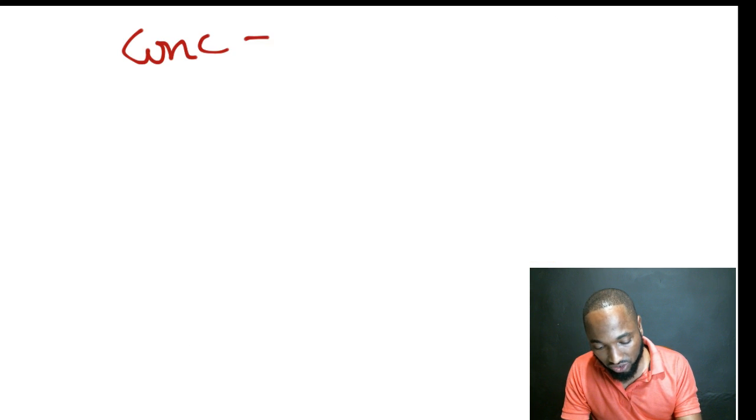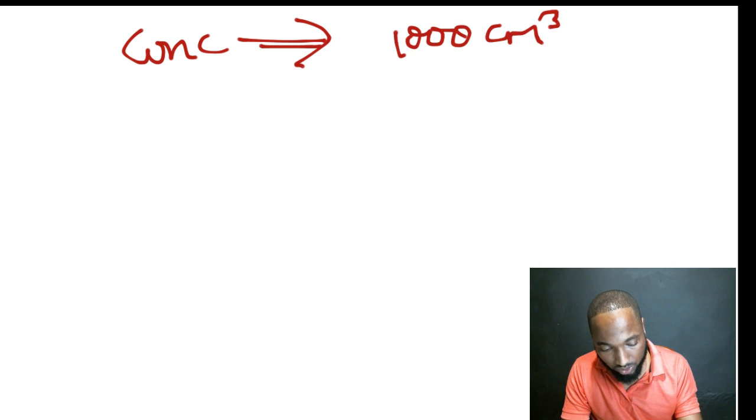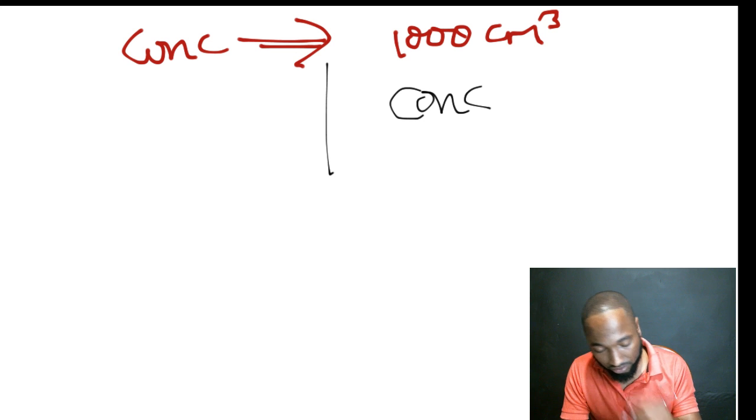They wanted the concentration. Concentration, you need to give it in for 1000 cm cube. You understand? You want the concentration. So since you want the concentration, I'm going to put concentration here. What do we have? This is the concentration in terms of grams, right? Concentration in terms of grams. What do we have? We have the volume here.